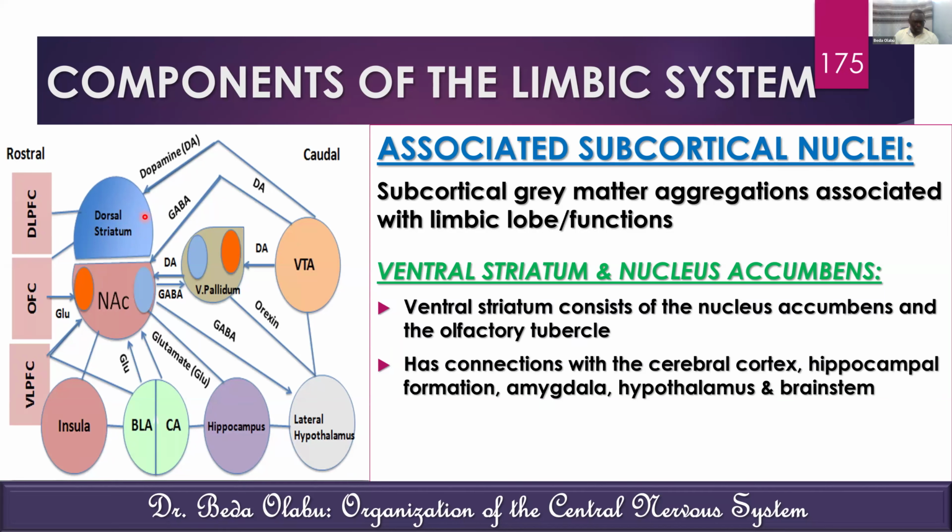Okay, so this one is largely for movement functions. Then the ventral aspect of it, the ventral striatum, which has now the nucleus accumbens, has also connections with many parts, including now parts of the limbic system. We can see connection with the insula, with the amygdala, connections with the hippocampus, and connections with the hypothalamus. There are many connections of the ventral striatum with components of the limbic system.